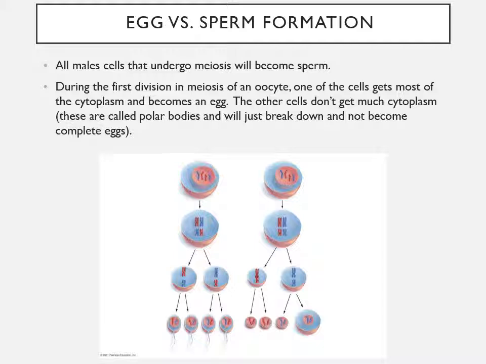Now, all male cells that undergo meiosis, as you can see here, here's a male cell undergoing meiosis and undergoing the first division and the second division, and all of those cells become sperm.